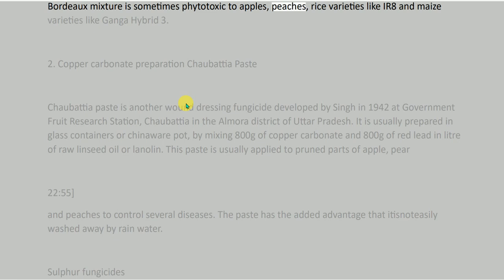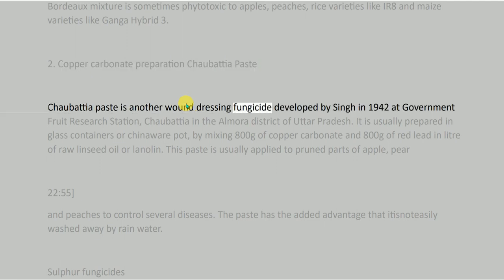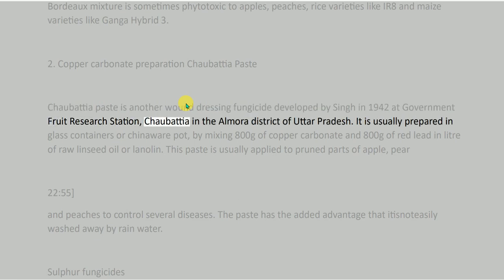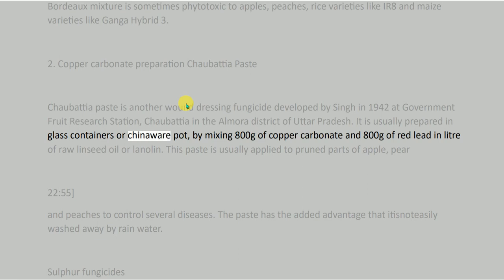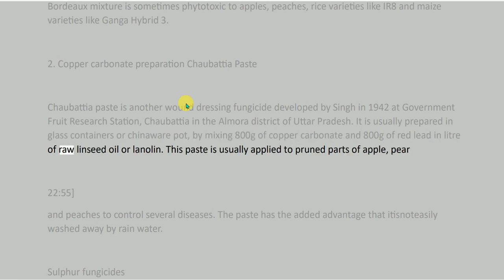2. Copper carbonate preparation: Chaubattia paste. Chaubattia paste is another wound dressing fungicide developed by Singh in 1942 at Government Fruit Research Station, Chaubattia in the Almora district of Uttar Pradesh. It is usually prepared in glass containers or chinaware pot by mixing 800 g of copper carbonate and 800 g of red lead in a liter of raw linseed oil or lanolin. This paste is usually applied to pruned parts of apple, pear, plum, and peaches to control several diseases. The paste has the added advantage that it is not easily washed away by rainwater.